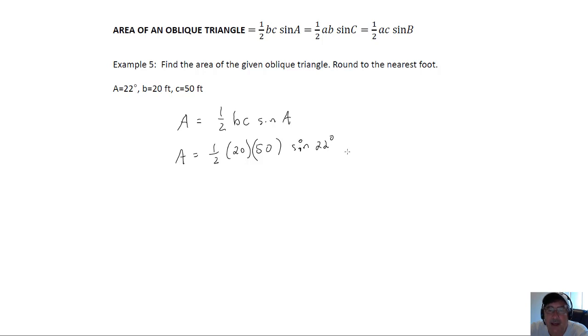Sorry, that's a bad eye there. And then it says round it to the nearest foot. So go ahead and do that on your calculators real quick. See what you get. Pause this. Make sure we're all getting the same answer. All right, so I just took half of 20 is 10 times 50 is 500, and I put 500 sine 22 degrees in my calculator. I ended up with 187.3, so about 187 feet would be the answer to that problem.